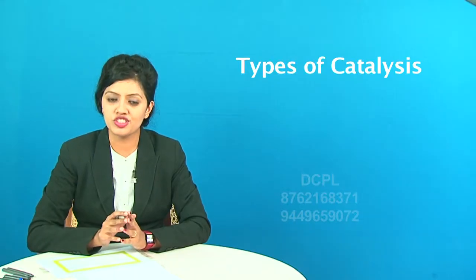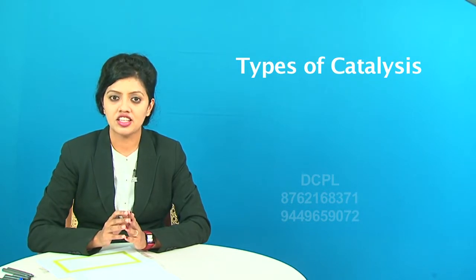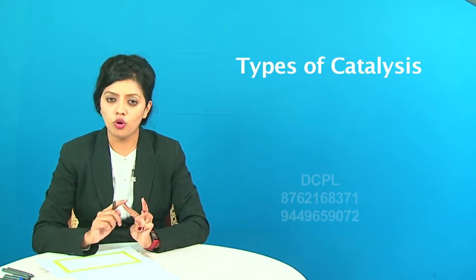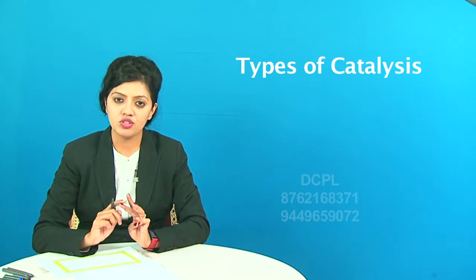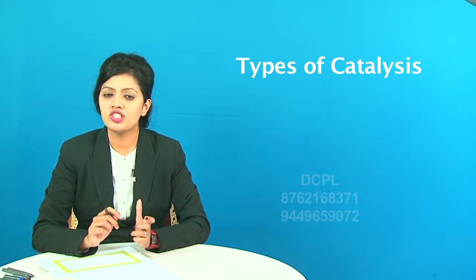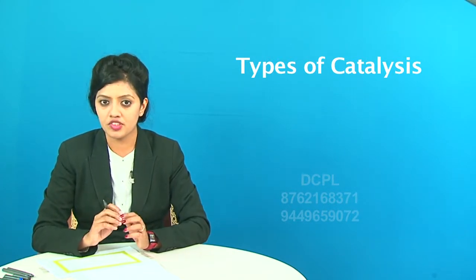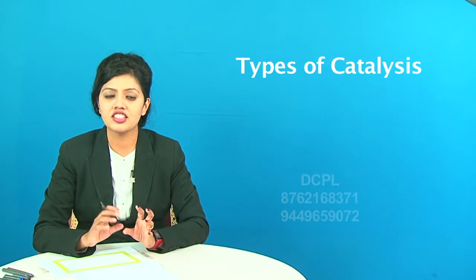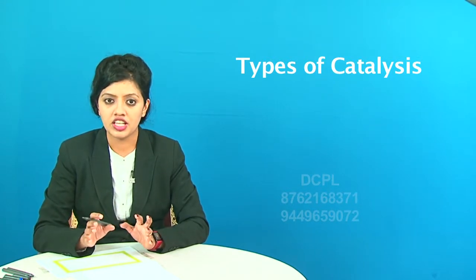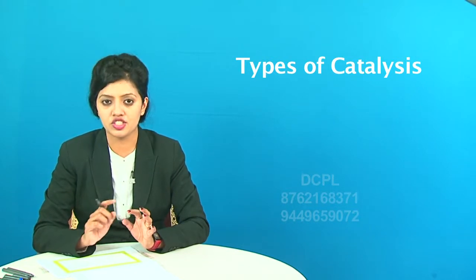Let us move on to the types of catalysts or types of catalysis. There are three types: homogeneous catalysis, heterogeneous catalysis and autocatalysis. Homogeneous catalysis means, the name only suggests that homo means same. Here in the reaction, the reactants and the catalyst are in the same phase. They can be either in solid-solid, liquid-liquid and in a gaseous state.